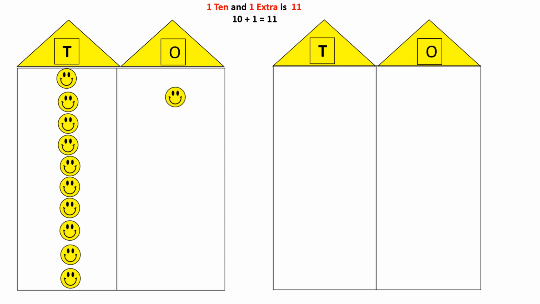So we have 1 ten and 1 extra smiley. It becomes 11. Very good, my children. So we will say 1 ten and 1 extra is 11.